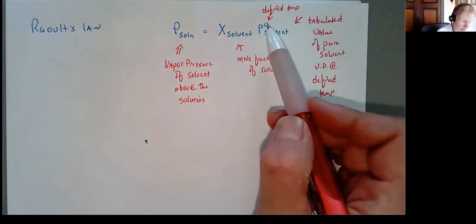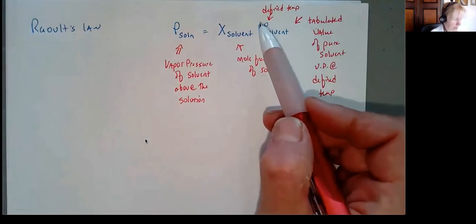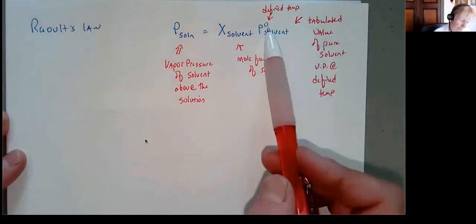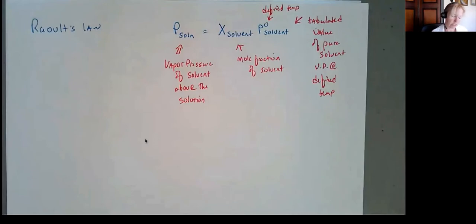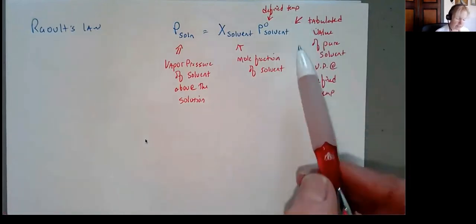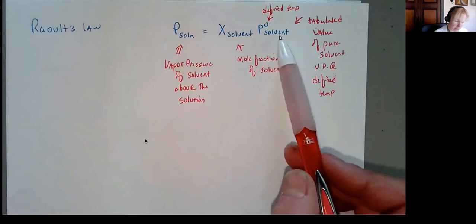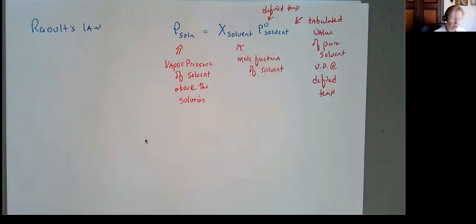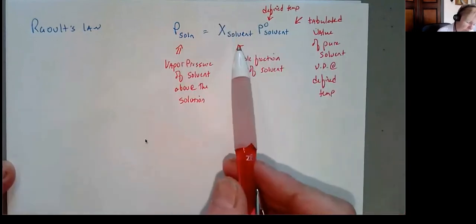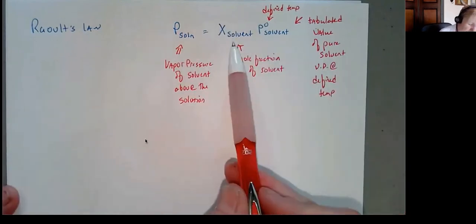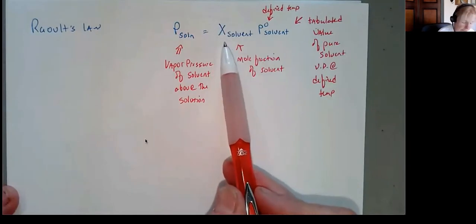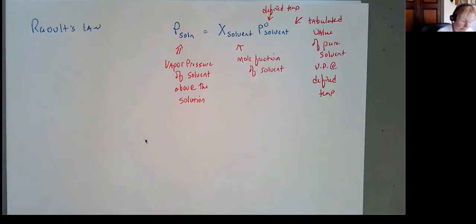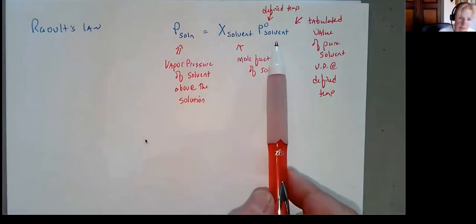Whenever you see this little knot, when we talked about it in thermochemistry, where we said this defines a set of standard conditions, the same applies here, because this is going to be a tabulated value. So when I look this up, it's going to give me the value of water at this particular temperature. This would be the vapor pressure of pure water. And so when I plug it into this equation, if I have pure solvent, I have no solute in there, then this is 1 and these two equal each other.